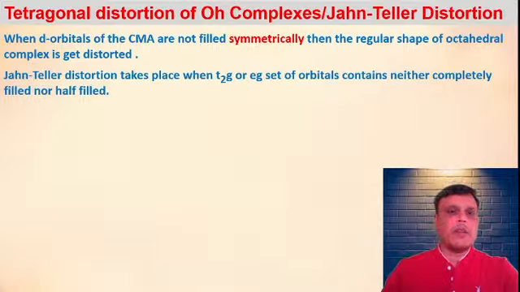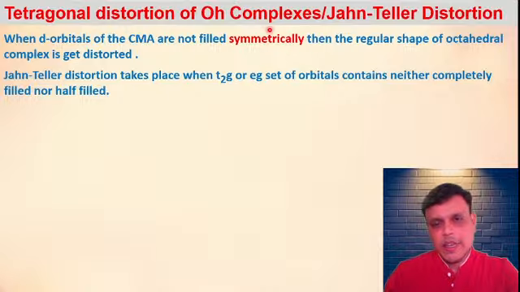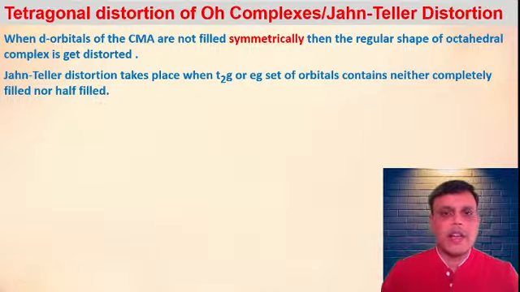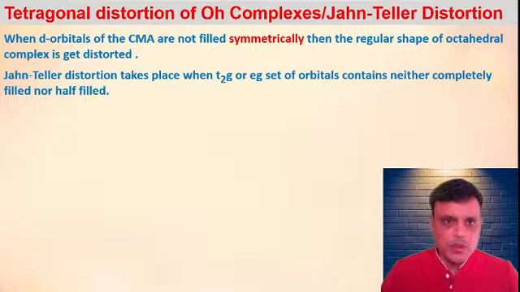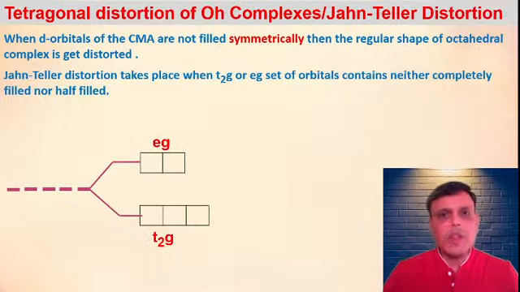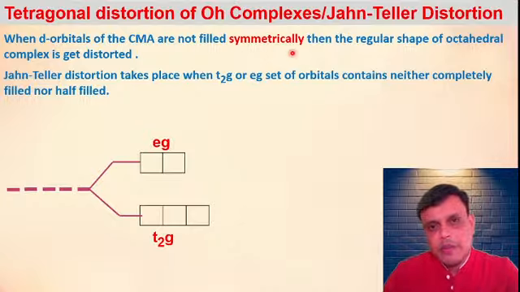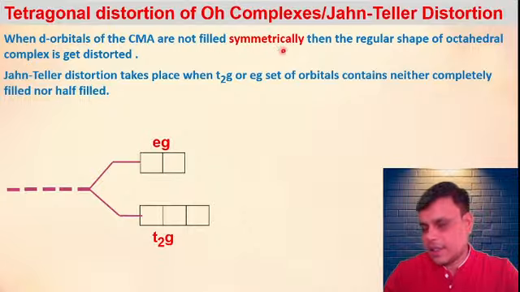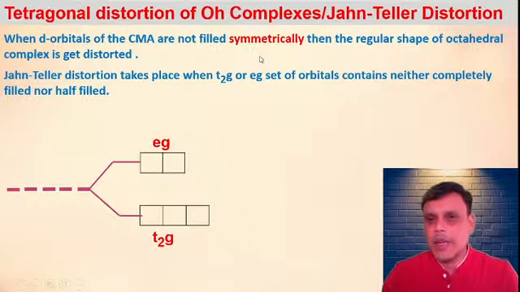These 2 points are there. When the d orbitals of central metal atoms are not filled symmetrically, then the regular shape of octahedral complexes gets distorted, or another way we can say that when the T2G or EG set of orbitals contains neither completely filled nor half filled orbitals, then the Jahn-Teller distortion or tetragonal distortion takes place. Okay, understood? Then we will see what is meant by symmetrical filling of electrons. Here the word I have written in red color. So what is meant by symmetrical filling and what is meant by unsymmetrical filling?